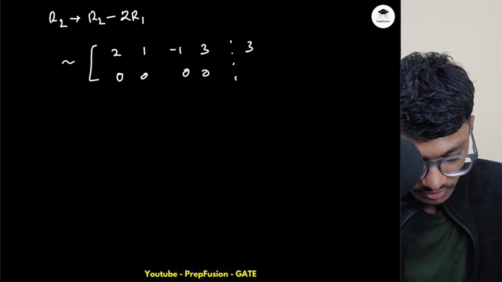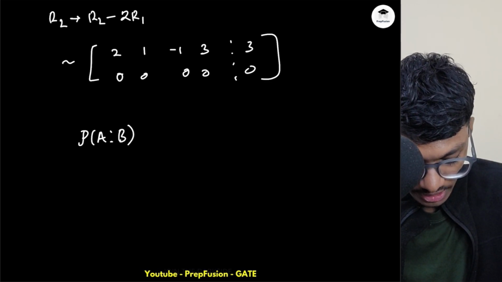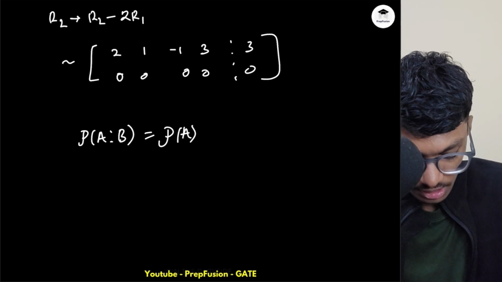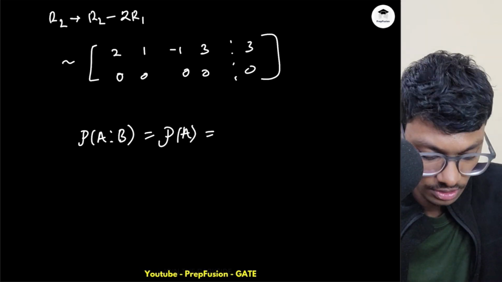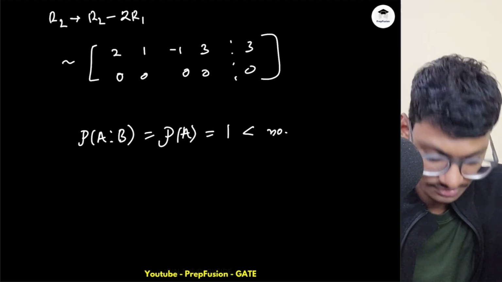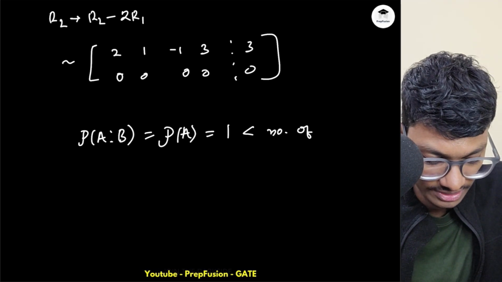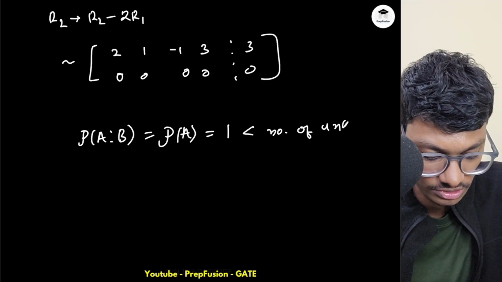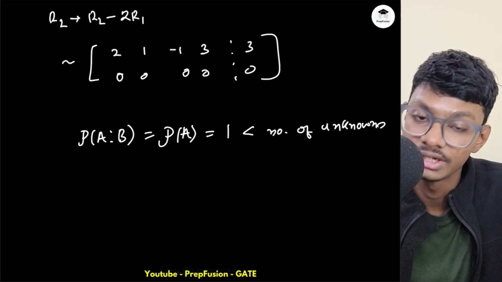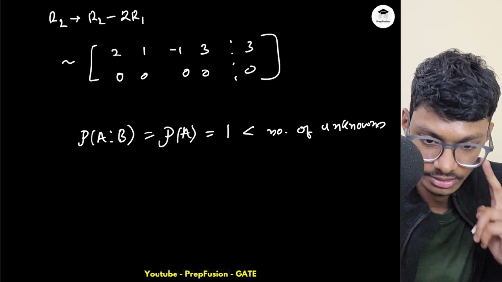So what do we observe over here? We observe that the rank of the augmented matrix and the rank of the coefficient matrix are the same, which is equal to 1, and which is less than the number of unknowns, so we will get infinite number of solutions. We already knew that a unique solution is obviously not possible, so that was out of the window. Either we get infinite solutions or no solution. We get infinite solutions.